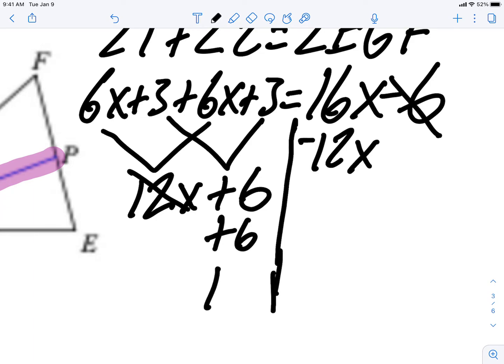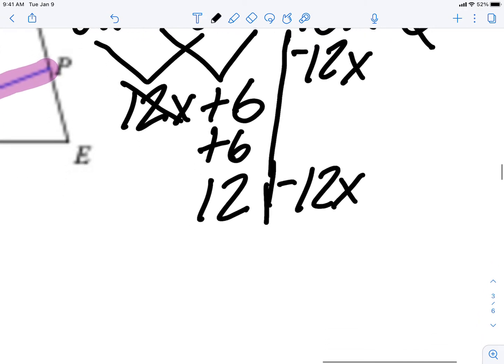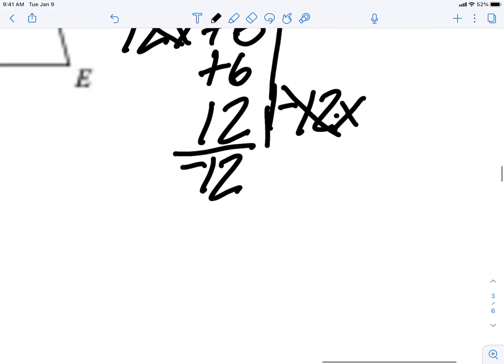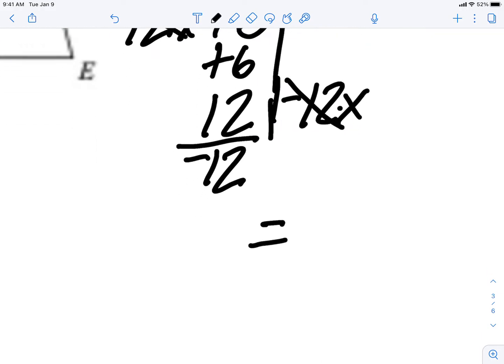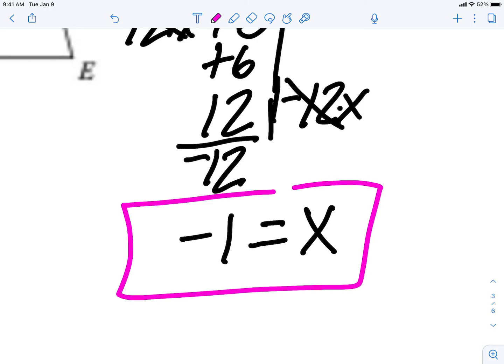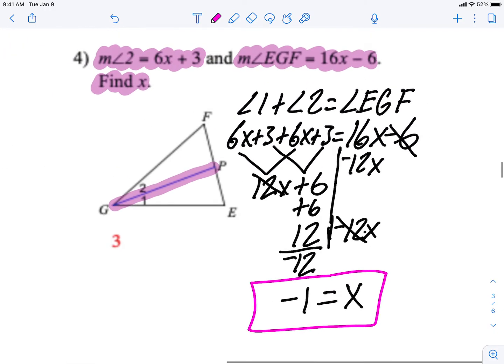So I get 12 and negative 12x. The opposite of multiplying by negative 12 is dividing by negative 12. And I get negative 1 is equal to x. Look at that. And that is number 4. Oh, just cracked my back, everybody. Look at that. That's number 4.